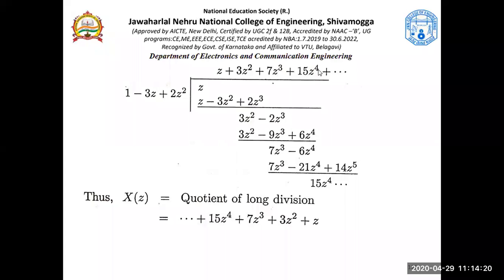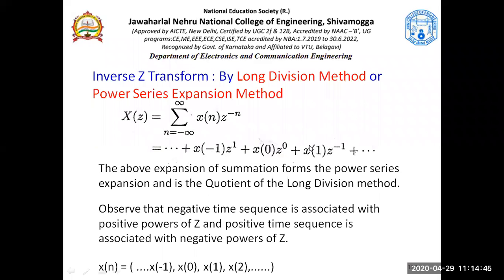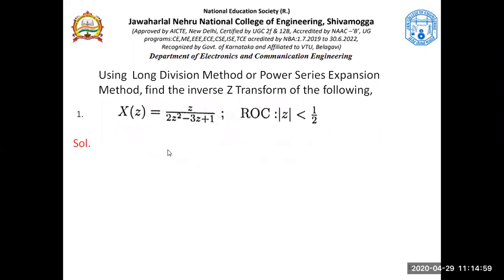Now they have written this 15z to the power 4 first, then they have written this, then this, then z. Now what is the coefficient of z here? Is it x of minus 1 or is it x of 1? How to understand that? Just go back and see here. Coefficient of z to the power 1 is x of minus 1. Similarly, the coefficient of z to the power 2 is x of minus 2. That is what you need to identify here.